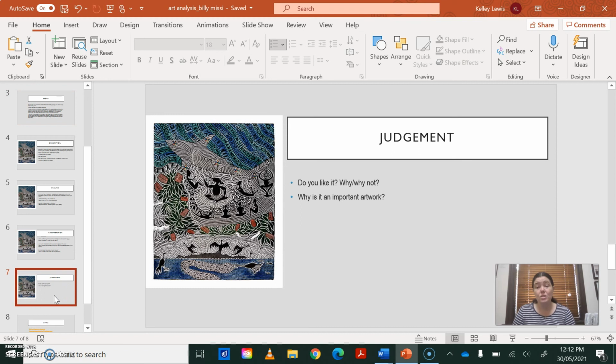The last stage of an art analysis is judgment, and this is the easiest one. I want you to write what you think of it. You're allowed to not like the artwork. You're also allowed to like it. You need to choose where you sit. If you like it, tell me the reasons why you like it. What part of it do you like?